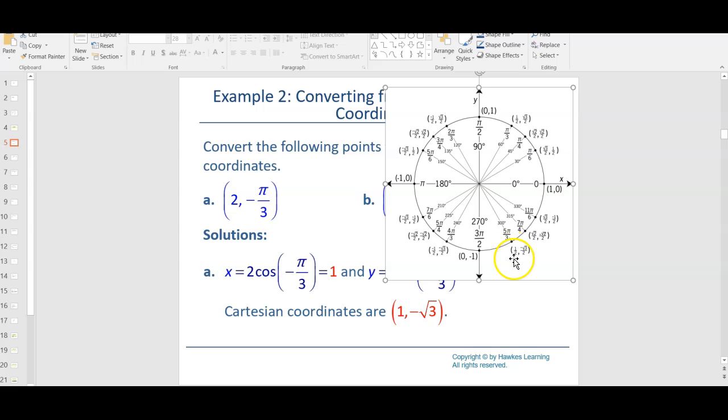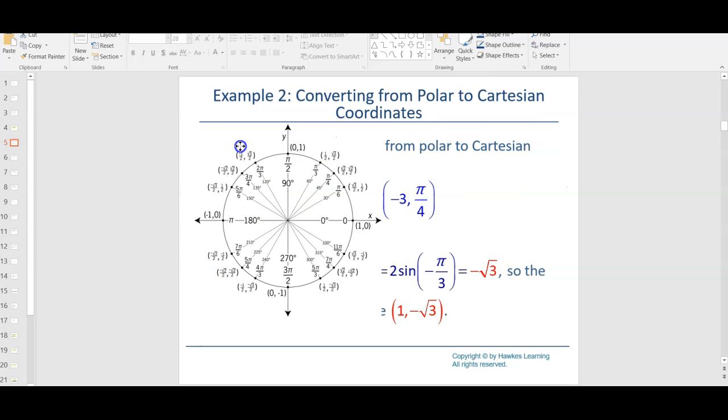Okay, and cosine of theta is the x coordinate there, which is the half. All right, so 2 times a half is 1, is where that's coming from. Y equals r, 2 times the sine of that, and sine is negative square root of 3 over 2, and the 2 and the 2 from the negative square root of 3 over 2 would cancel, and it just leaves you with the negative square root of 3. So the point coordinate becomes 1 and, sorry, negative square root of 3.